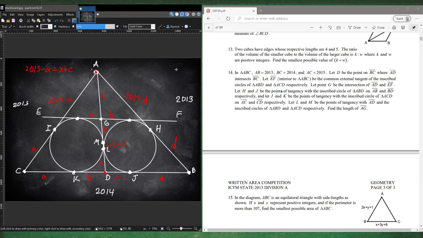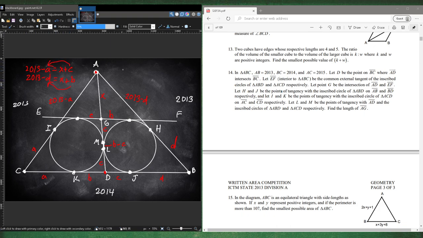And we could do the same thing for this one right down here. So we have 2013 minus D is equal to X plus C plus B minus C. So those C's cancel out, just add a B. Okay. So basically what we'll do is that we can move the C to the side and the B to the side and then add them together.